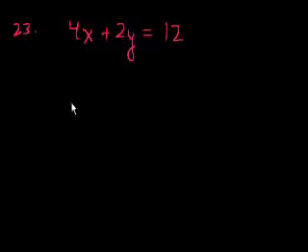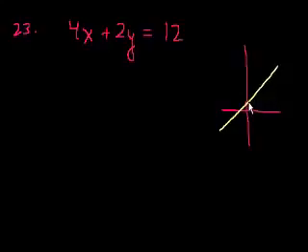Problem 23. What is the y-intercept of the graph? Okay, let me see. They say 4x plus 2y is equal to 12. So if you were to graph this line, not that I'm going to, the y-intercept is when it intersects the y-axis. So it's that point there. It's what's the y-coordinate? And the x-coordinate, it's when x is equal to 0, right? So it's going to be 0, comma, some y-intercept. So the easiest thing to do is say when x is equal to 0, what is y?